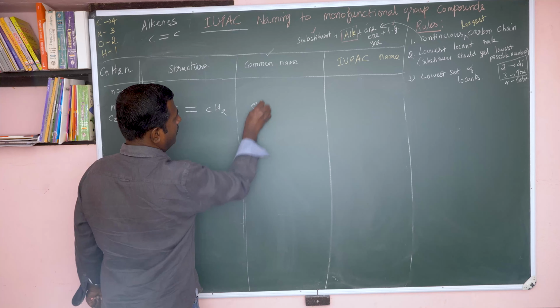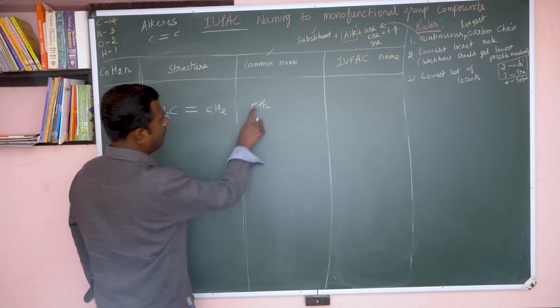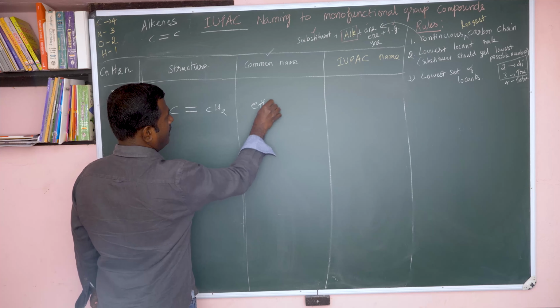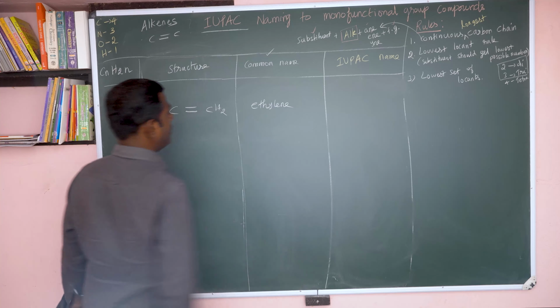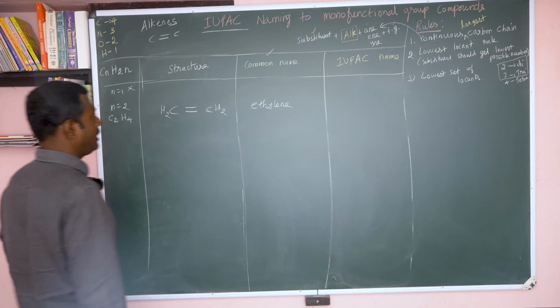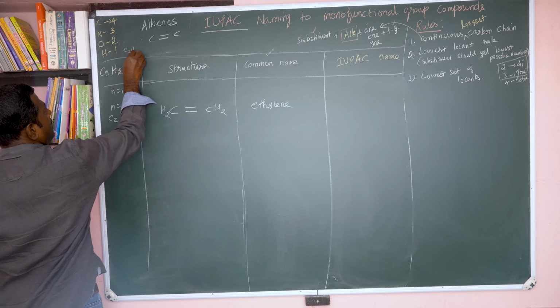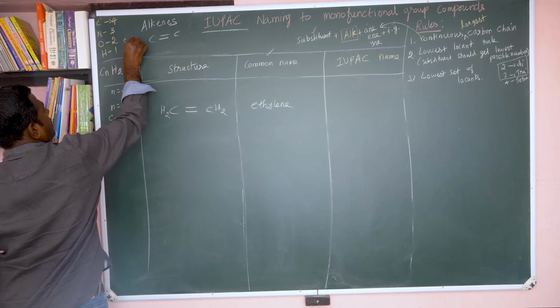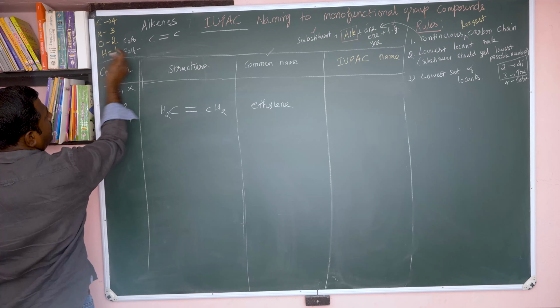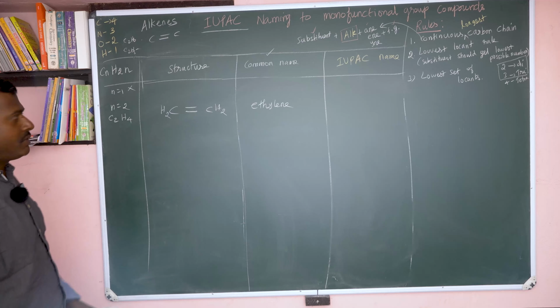The common name, what is it? Having two carbons, the common name will have eth. Ethylene. Since it is an alkene, the name ends with ene also in the common name. Actually, the C2H5 group is called the ethyl group. C2H6 is ethane, C2H5 is ethyl, C2H4 is ethylene.